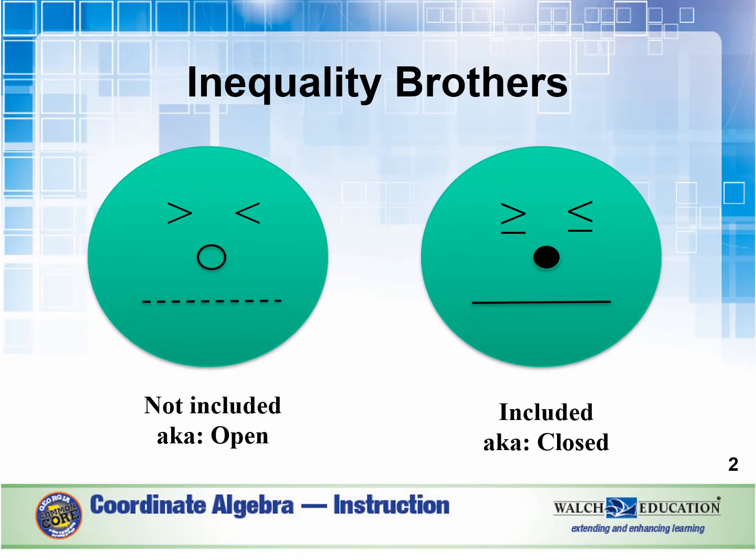So going back to my inequality symbols, greater than or less than, with an open circle and a broken line, means that the number is not included, also known as open. And if we have greater than or equal to, or less than or equal to, with a closed circle and a solid line, it means that the number is included, also known as closed.